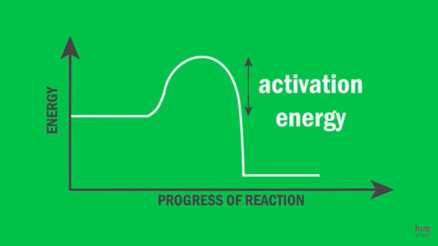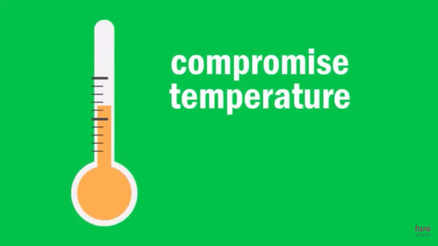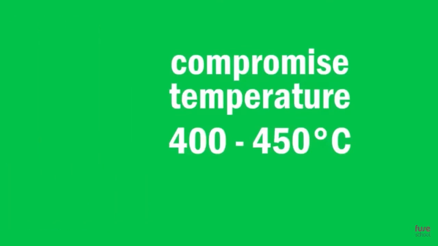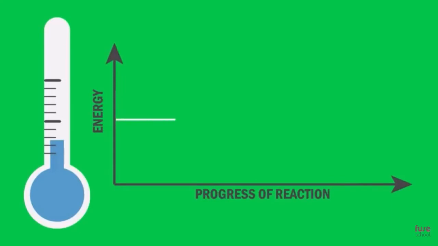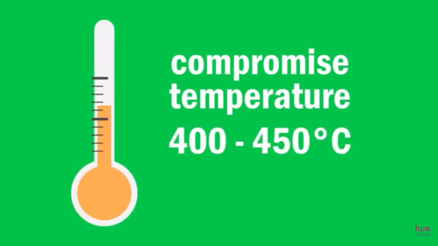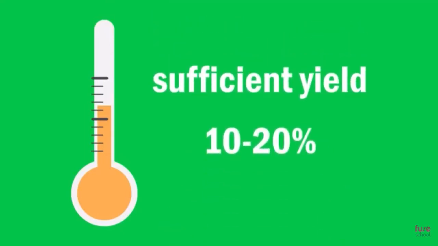Since the forward reaction is exothermic, it would make sense to conduct this reaction at a low temperature. The compromise temperature is 400 to 450 degrees Celsius, which is not exactly low, but not too high. If a low temperature were used, the rate of reaction would be very slow, though the exothermic reaction would be favored. It would actually take a long time for equilibrium to be reached, so a compromise temperature of 400 to 450 degrees Celsius ensures that the reaction proceeds with sufficient yield. The yield of this process is 10 to 20%.